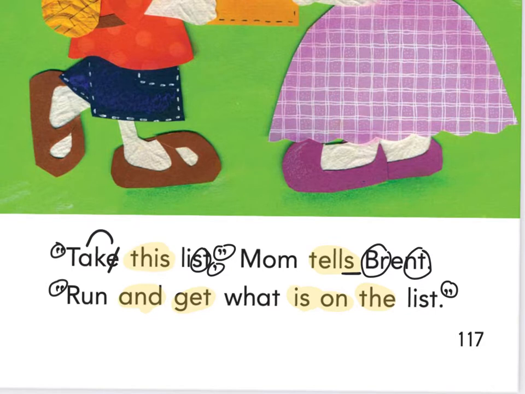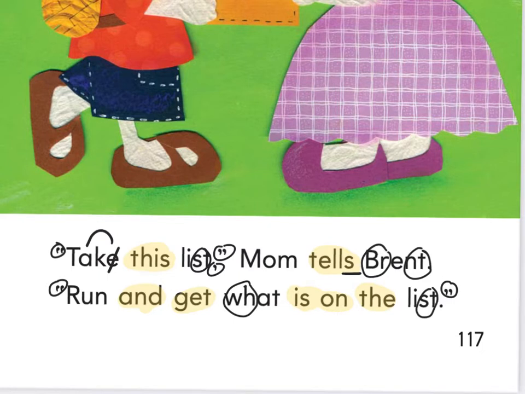You know what R-U-N spells. Run. This is a tricky one. It looks like what. It's the word what. W-H together says what. And there's that word list again. So the first word is take, list. Mom, Brent, run, what, list. At home, press pause and practice reading this three times to yourself. And press play when you're ready to read together.